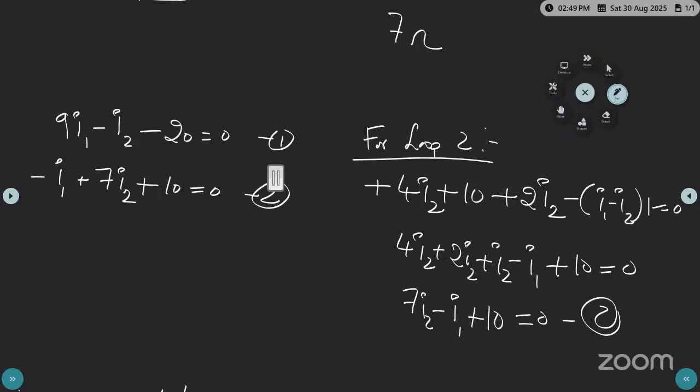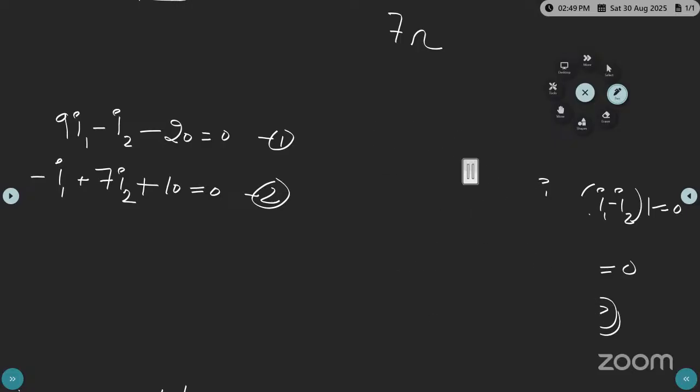Okay. So these are the 2 equations. Now solve these 2 equations, and we'll get I1 and I2. So what is the procedure we have to follow? I1 left side, how much value is there? 9. So multiply the second equation with respect to 9.